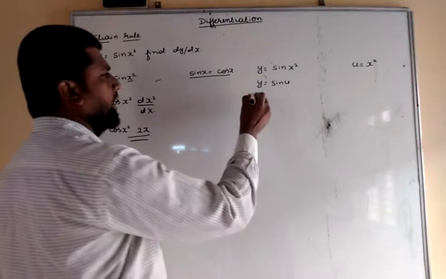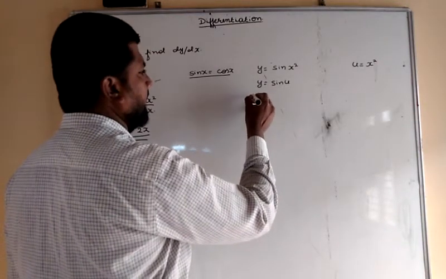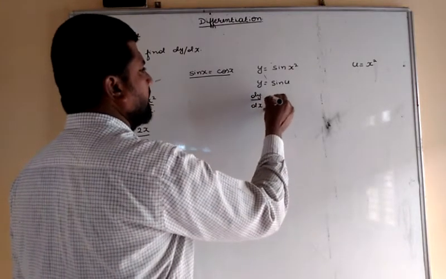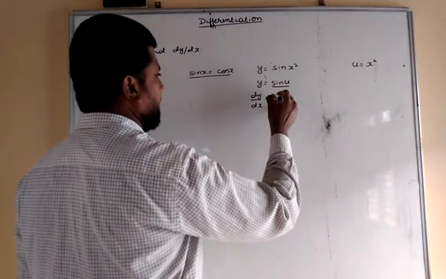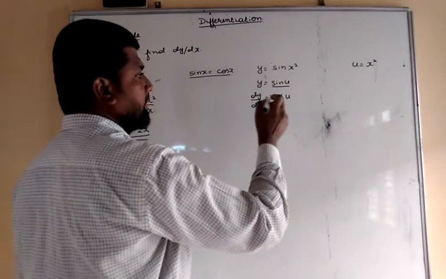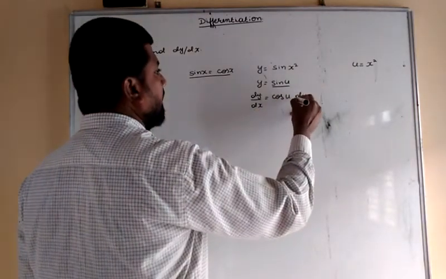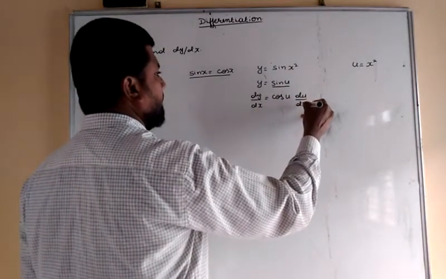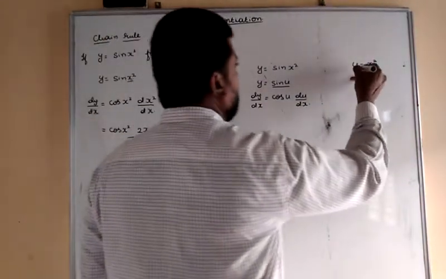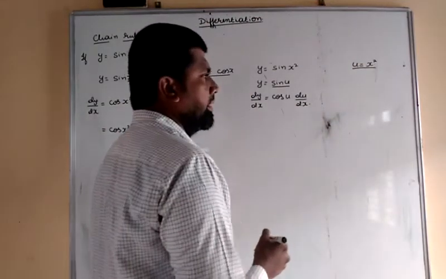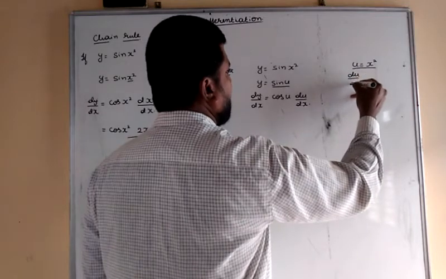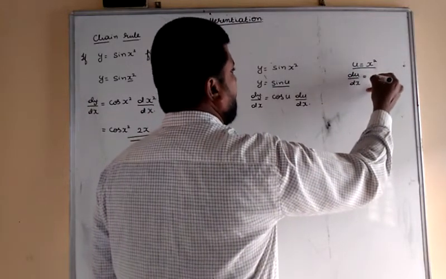If you differentiate y with respect to x, differentiation of sine x is cos x. Here in the place of x, u is there. You are differentiating with respect to x, so you have to write du by dx. Again, here you have taken u is equal to x square, so separately differentiate this one. Differentiation of u with respect to x gives 2x.